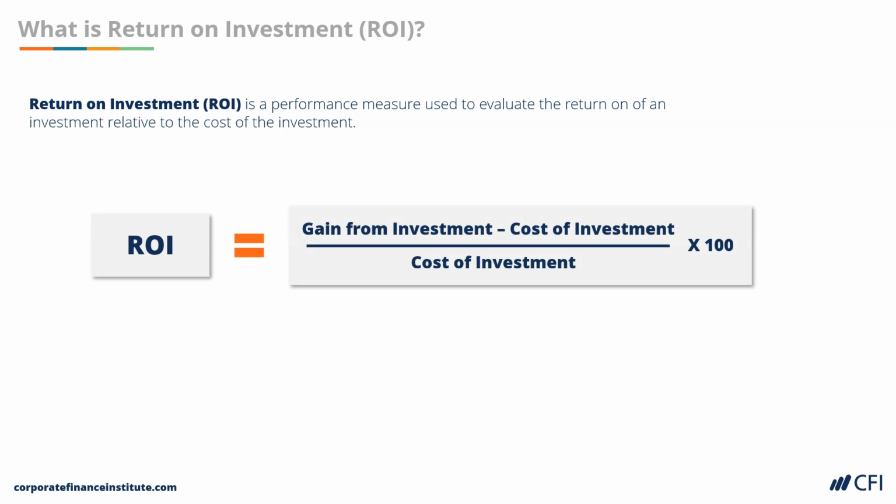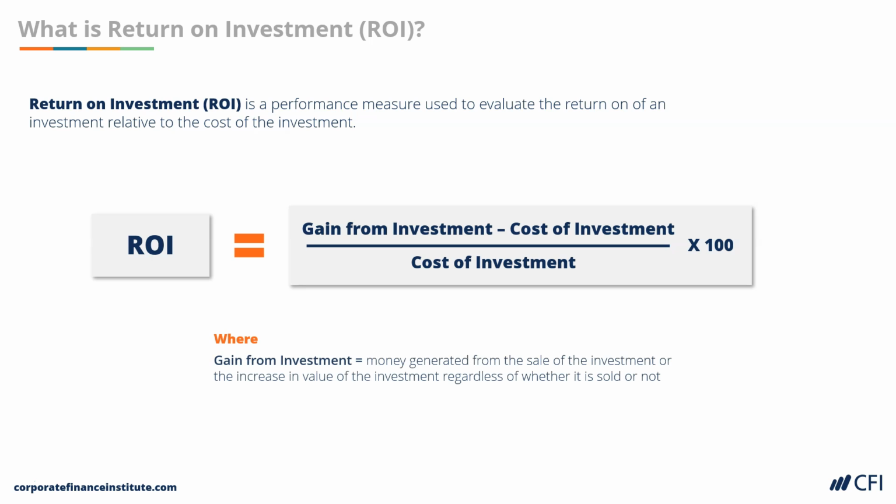The formula for ROI is gain from investment minus the cost of investment, all over the cost of investment, times 100. The gain on investment is equal to the money you get from the sale of an investment or the increase in value of the investment, regardless of if you sold it or not. So basically, if you bought a stock and its price went up, that would be a gain on investment.